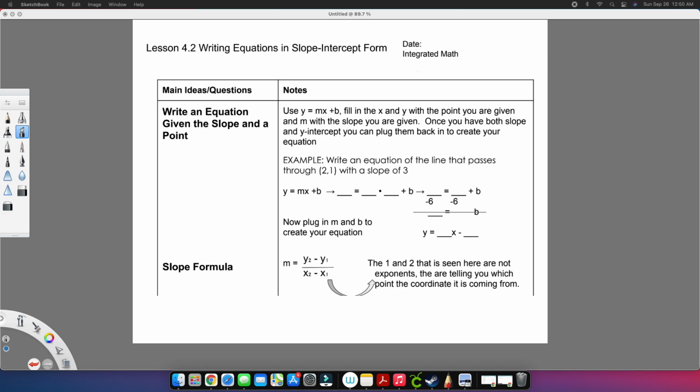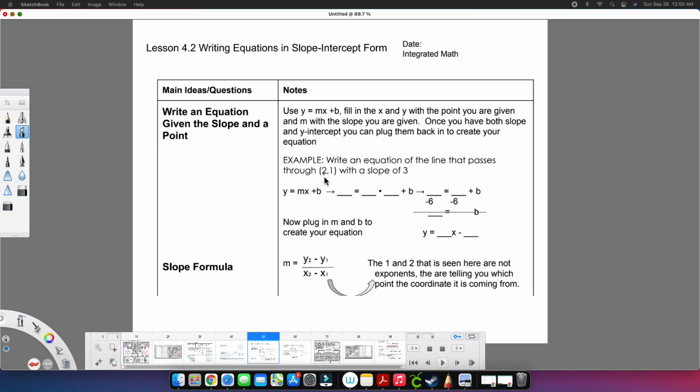So example, write an equation of the line that passes through (2, 1) with a slope of 3. So here's x, and I'm going to color code this. Here's y, and the slope is, we'll go with pink. Slope is 3. And I'm even going to do a line. It's not 3m. It's just the m. I'm just pointing at it.